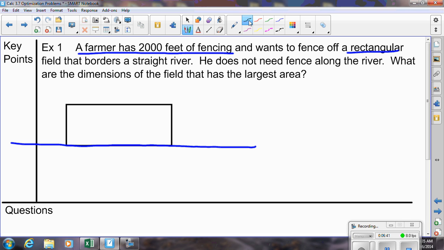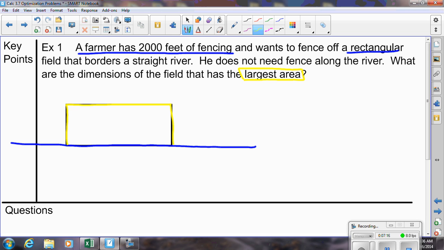Okay, so characteristics that we're noting. Some important things. You have a grand total of 2,000 feet in fence. So when we take side 1 plus side 2 plus side 3 for the fence, those three pieces will have to add up to 2,000. We also have area. We are looking at saying, when is there the largest area? So of course that's telling us we're going to wind up doing an area formula as well.